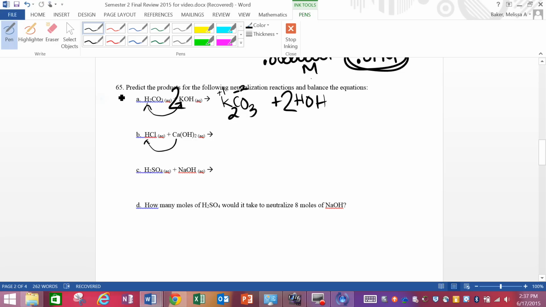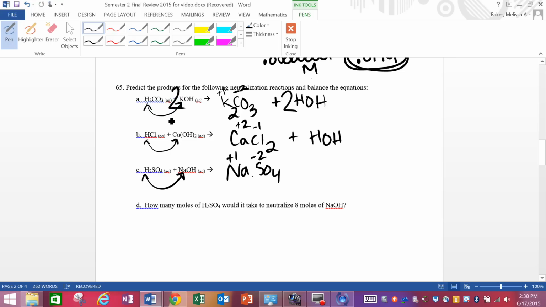Next one, same thing. H is switching places with Ca. Now Ca is going to be with Cl, so CaCl2. And H is going to be with OH. This one is already balanced. NaOH switches places with that H. So now Na is with SO4. Check charges, it becomes Na2SO4, and this is water, HOH or H2O. It doesn't matter how you write it. And then it's not balanced. You need a couple of 2's to balance it out.